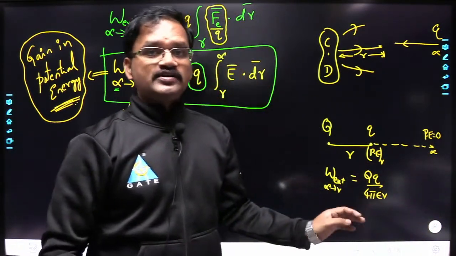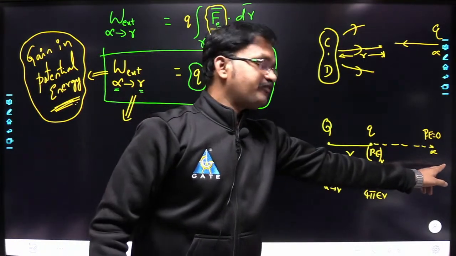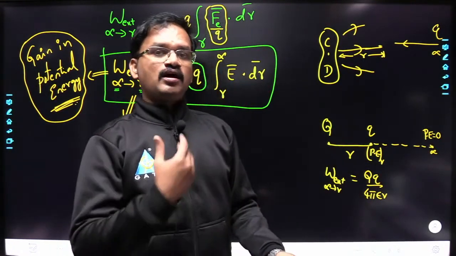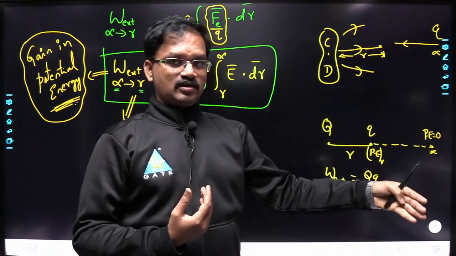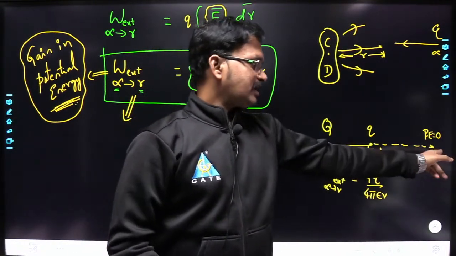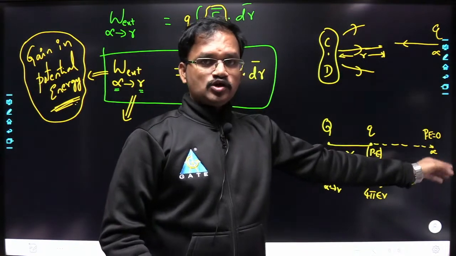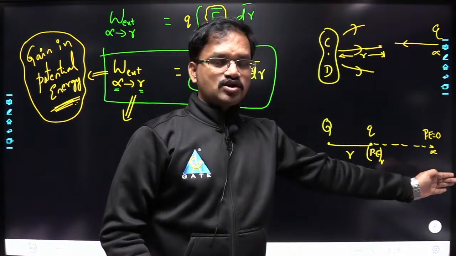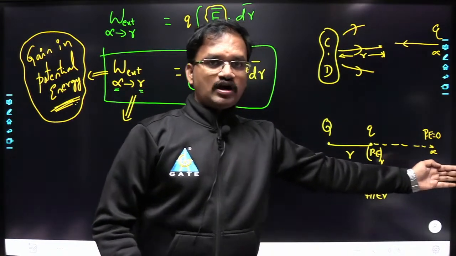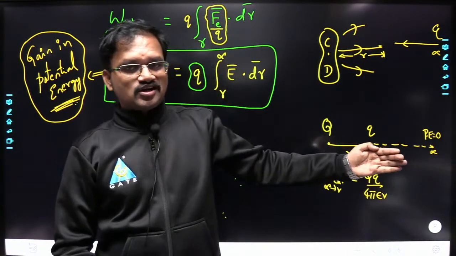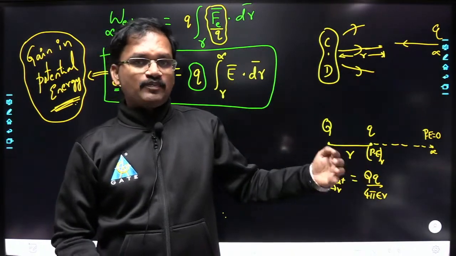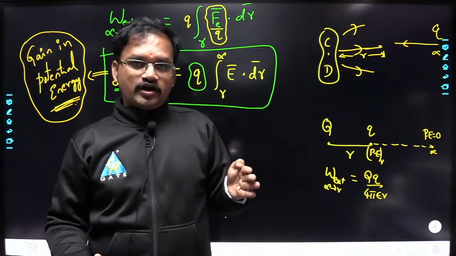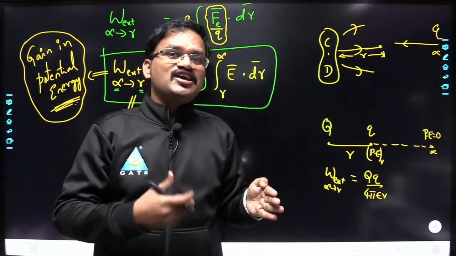You are always considering the reference as what here? Reference as infinity. Whenever you are saying gain or loss, you must have some reference. So here the reference is nothing but infinity. With respect to that reference point, the potential energy is equal to 0 initially. Then I have moved the charge by applying external force from infinity to this location, so I have gained some potential energy.